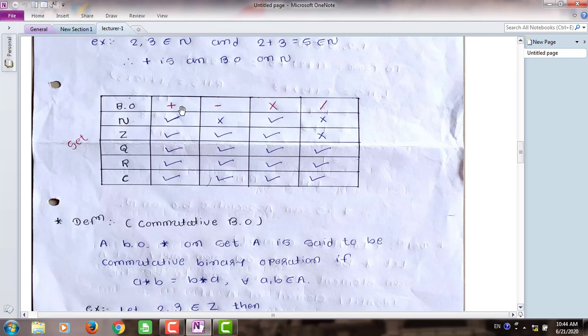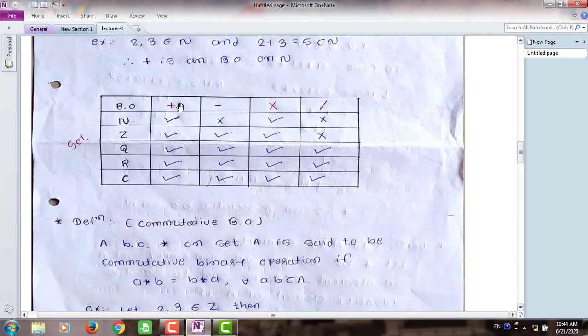First binary operation is addition. Is addition a binary operation on the set of natural numbers? Yes, we know that. We saw the example: 2, 3 belong to N, and 2 plus 3 is equal to 5. 5 also belongs to natural numbers. Therefore, addition is a binary operation on N.